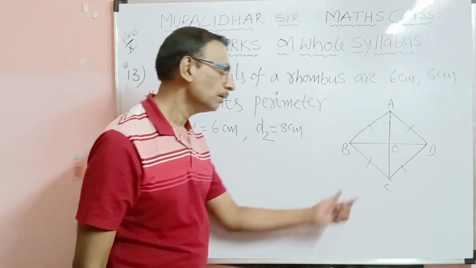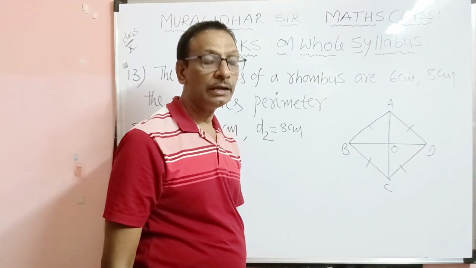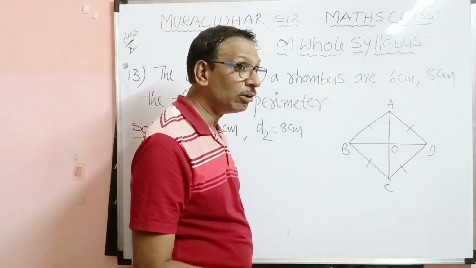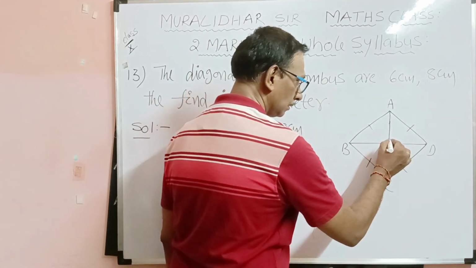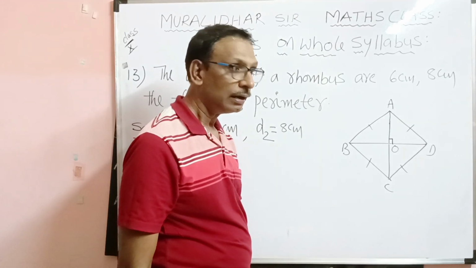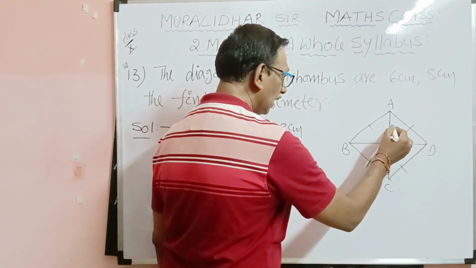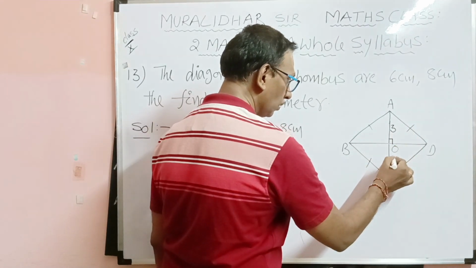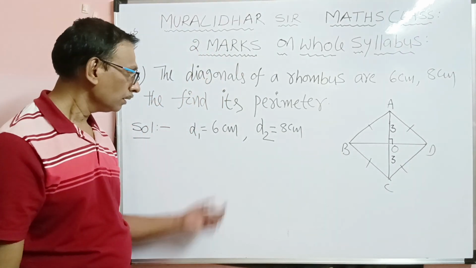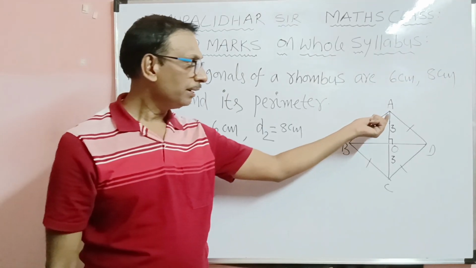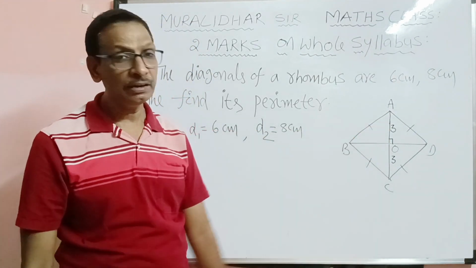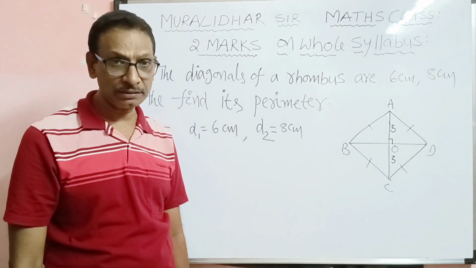We know that in the rhombus the diagonals perpendicularly bisect each other. That means the angle between the two diagonals is 90 degrees, and the length of AO and the length of OC are equal. The 6 centimeters is divided into two equal parts. AO is equal to OC, that means it is 3 centimeters and that is 3 centimeters.